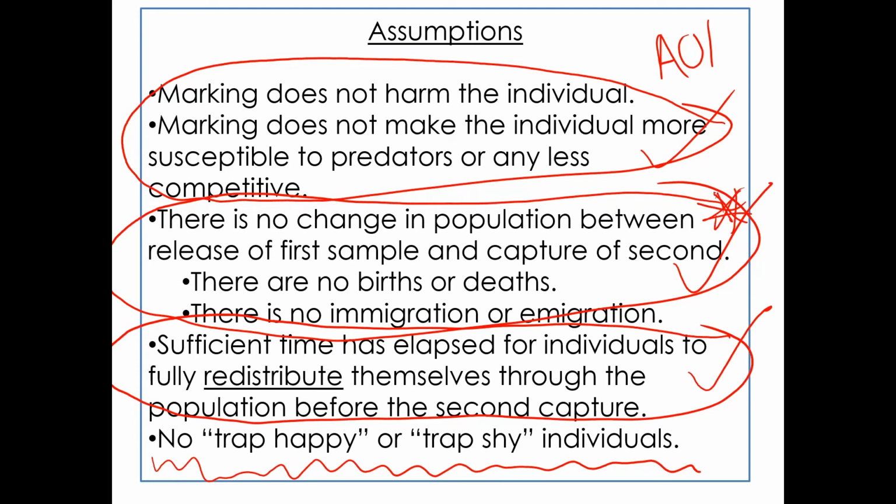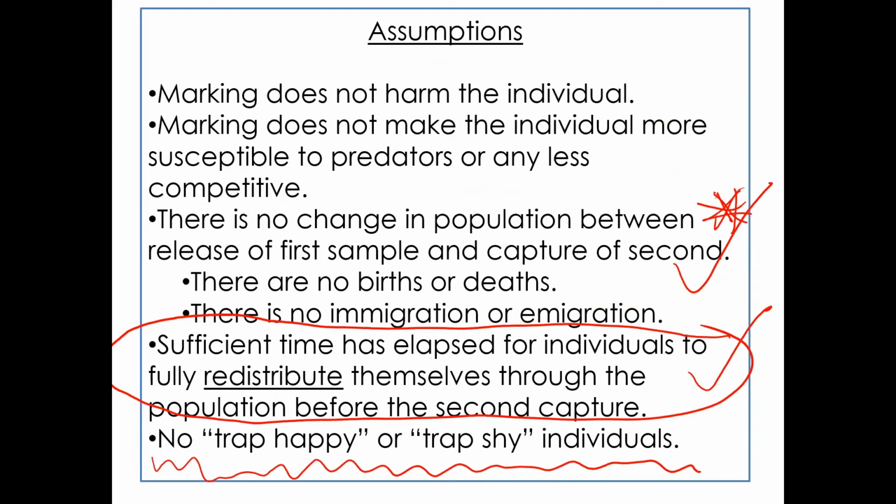It's one mark point. Marking doesn't affect the survival, so it doesn't make them more susceptible to predators or toxic. That is this first set here. That's one mark point, so don't say them as separate. And the sufficient time is our third mark point. So you need to learn those three off by heart. That's your AO1. We do need to watch out for them at AO3 though.